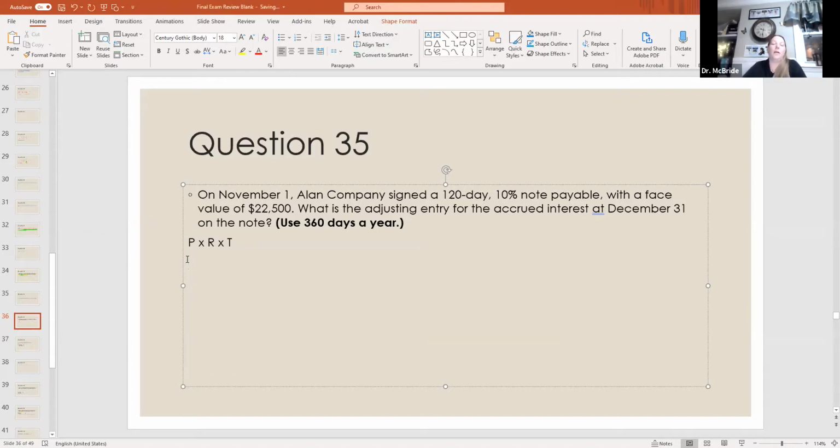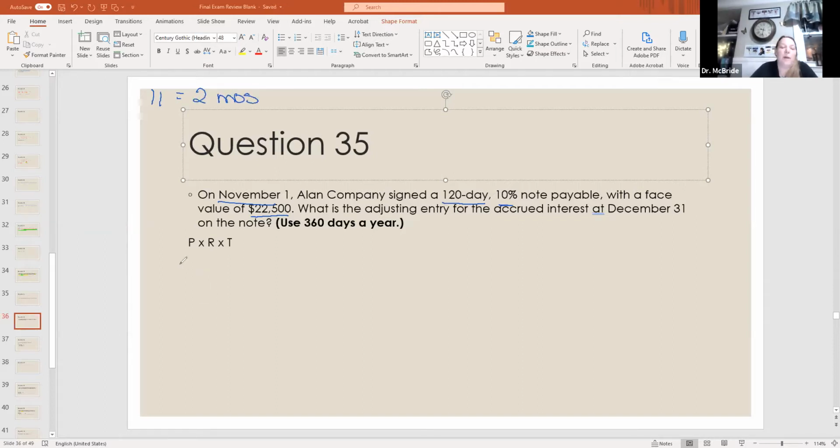Okay, so why did I erase my work? Because the pencil has memory. On November 1st, Allen Company signed a 120-day 10% note payable with a face value of $22,500. We want to accrue interest at December 31st. So first of all, this started November 1st. So we have November and December. So it's 2 months, right?